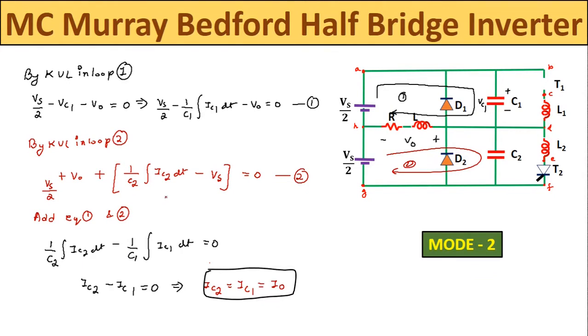So minus Vs and plus Vs will be cancelled out, and we will get this type of equation. Now from this equation we will get IC2 minus IC1 is equal to 0. From here we will get IC2 is equal to IC1, and since this IC2 will be equal to load current, so IC2 is equal to IC1 will be equal to load current. That means in the Bedford half bridge inverter, the capacitor 1 current will be equal to capacitor 2 current, and it will be equal to load current.